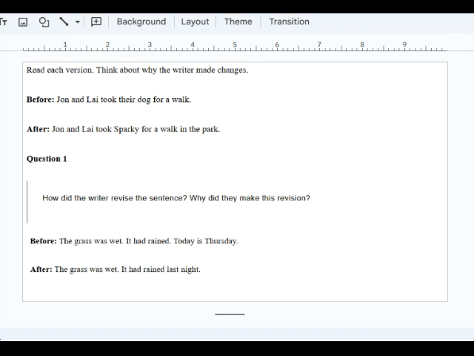All right, let's look at another example. The grass was wet. It had rained. Today is Thursday. After, it says the grass was wet. It had rained last night. So sometimes when we revise, we add details like up here. Sometimes we take away details. Today is Thursday. That's not super important, right? It doesn't really tell our character anything except the day of the week. We don't really need to know that. So they took out that unimportant detail.